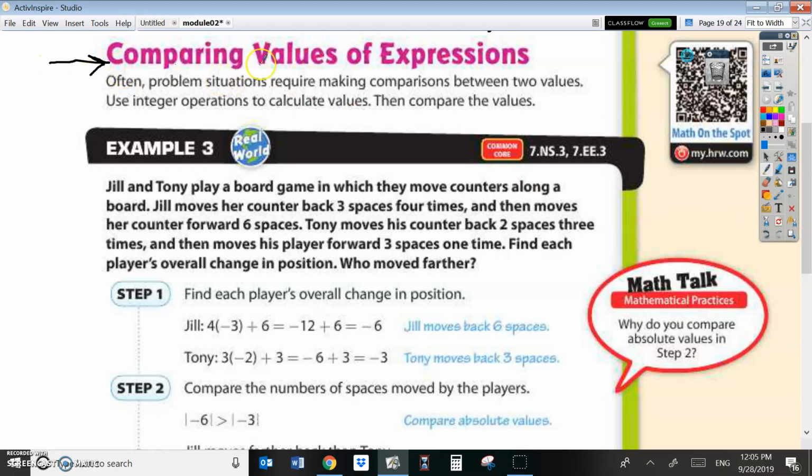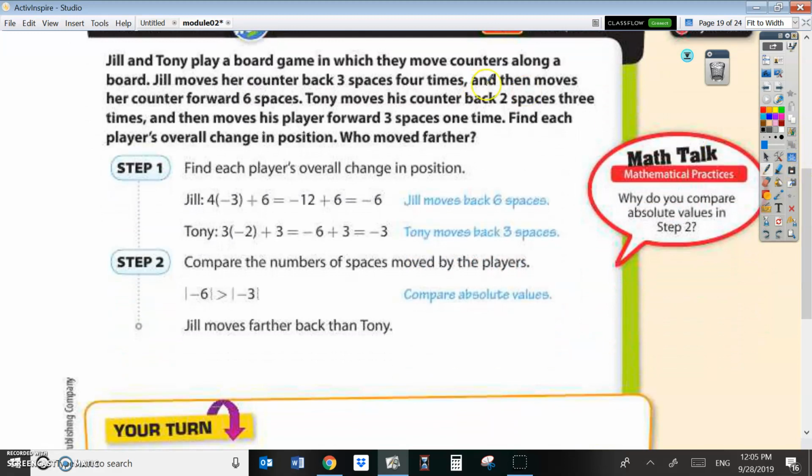Comparing values of expressions. Often problem situations require making comparisons between two values. Use integer operations to calculate values, then compare the values. So here we've got Jill and Tony. So Jill moves farther back. So read that and think about it. Jill and Tony play a board game in which they move counters along a board. Jill moves her counter back 3. So here's the back 3. That's right here. 4 times. So that's multiplication.